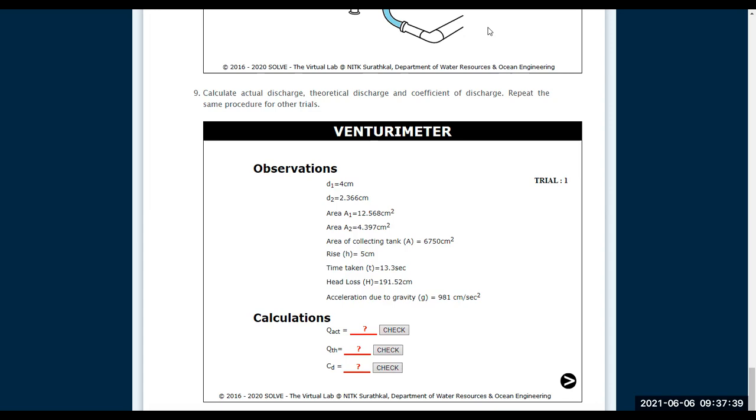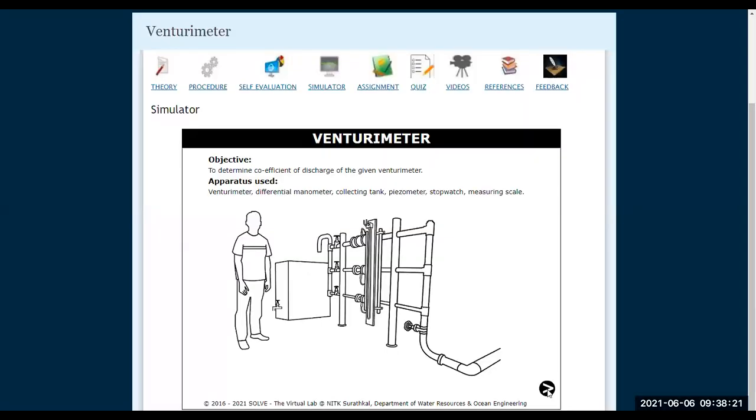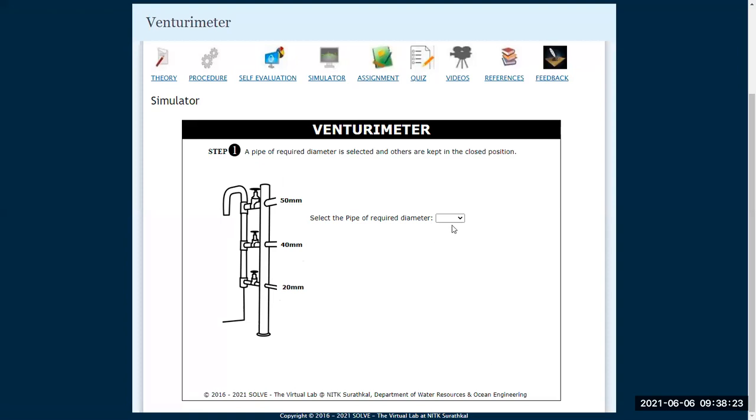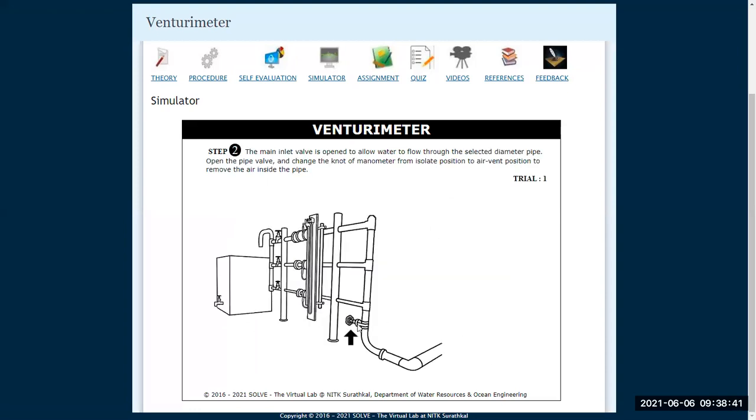Now I'll show you the step-by-step procedure. The first step is to select the diameter of the pipe. Here we have selected the pipe diameter of 50 mm, and the length of pipe for that particular diameter is 3 meter. The next procedure is to open this inlet valve.